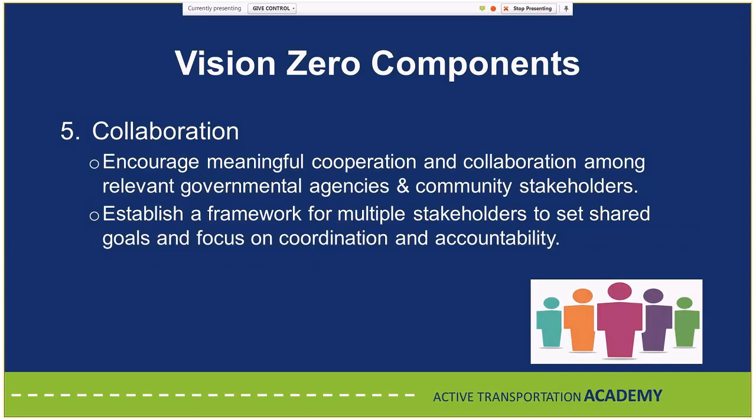The next component is collaboration. That's another component that you see throughout the framework: collaboration and engagement. Encouraging meaningful cooperation and collaboration amongst relevant governmental agencies, community stakeholders, and the public is really important. That way, whatever framework is established incorporates everyone's ideas, and people can share in the goals and focus on coordination and accountability together.